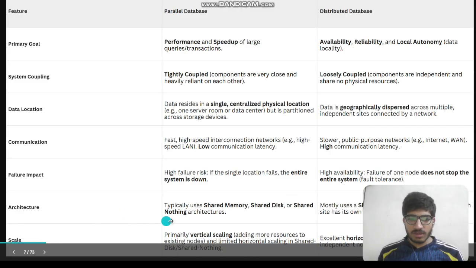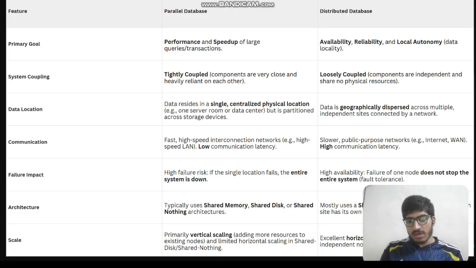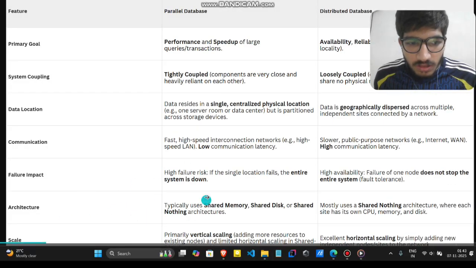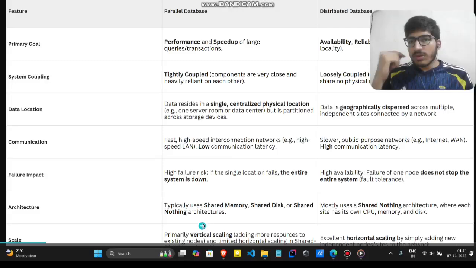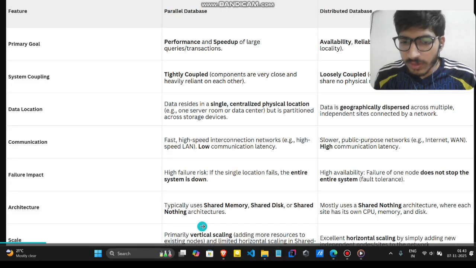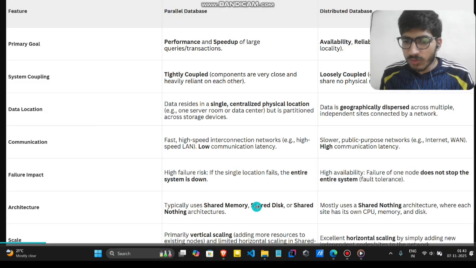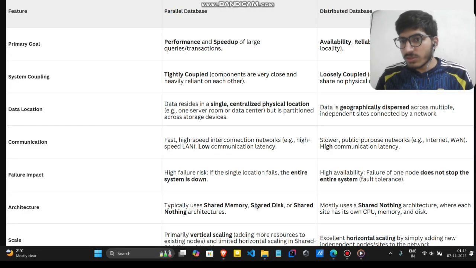Then architecture typically uses shared memory, shared disk, or shared nothing architectures in parallel databases. Distributed databases mostly use a shared nothing architecture, where each site has its own CPU, memory, and disk.